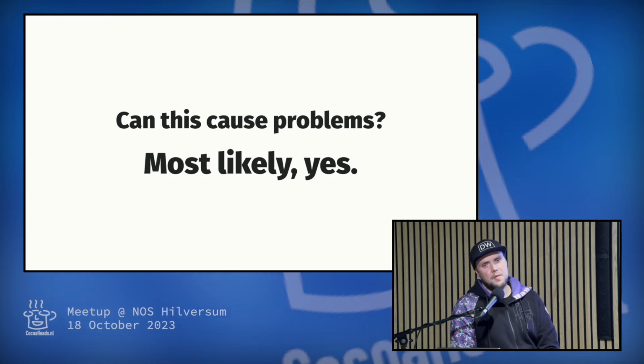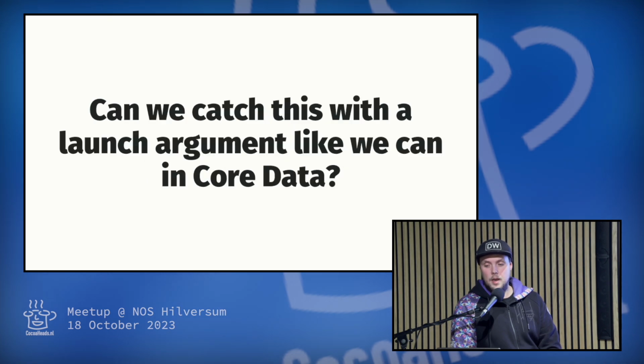But probably after you've run your Xcode Cloud builds and shipped this off to production and had it out there for a while, then on a Sunday you're going to get everybody crashing at the same time for this reason. I don't know why these kinds of crashes act like that. So can we catch this with a launch argument or something similar, like we can with Core Data?